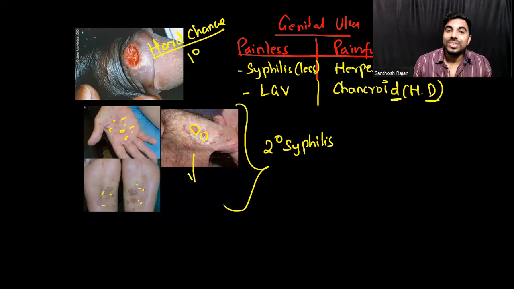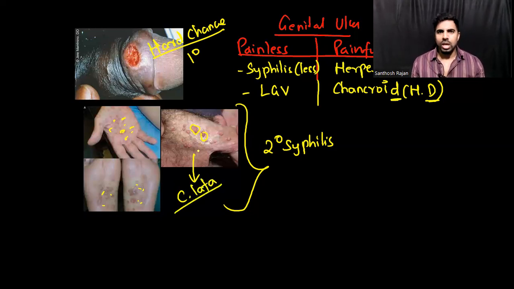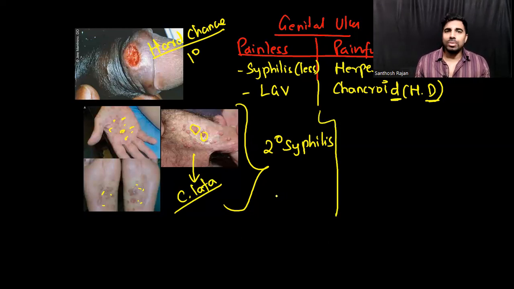And what is this thing you're seeing here? Condyloma lata. They'll give you a clue. Condyloma acuminata is caused by HPV, types 6 and 11, you remember that. But if it is condyloma lata, then that is syphilis, caused by bacteria, the Treponema pallidum. So secondary syphilis. Tertiary syphilis, I'm not going to talk about in detail.